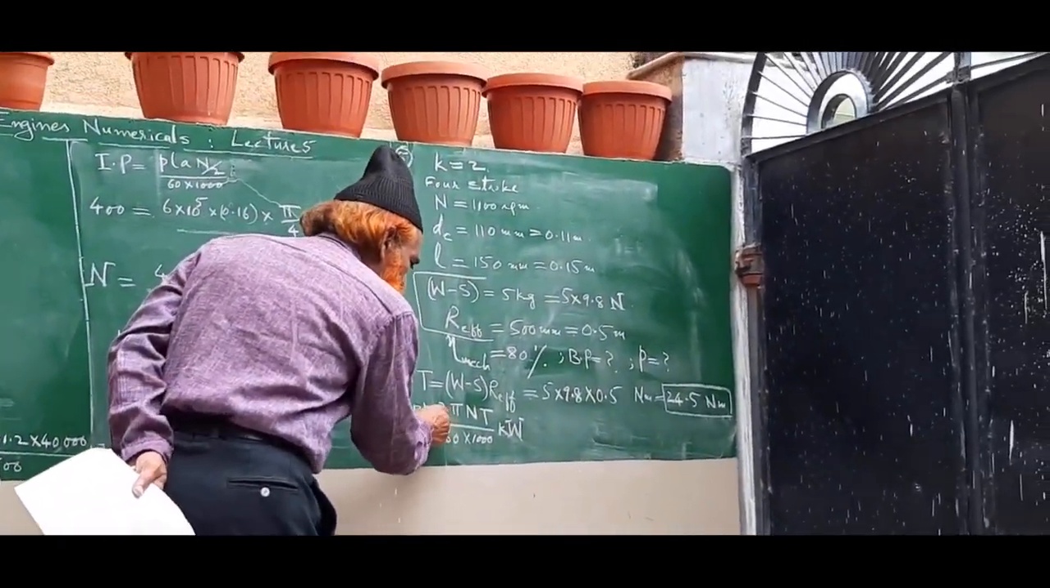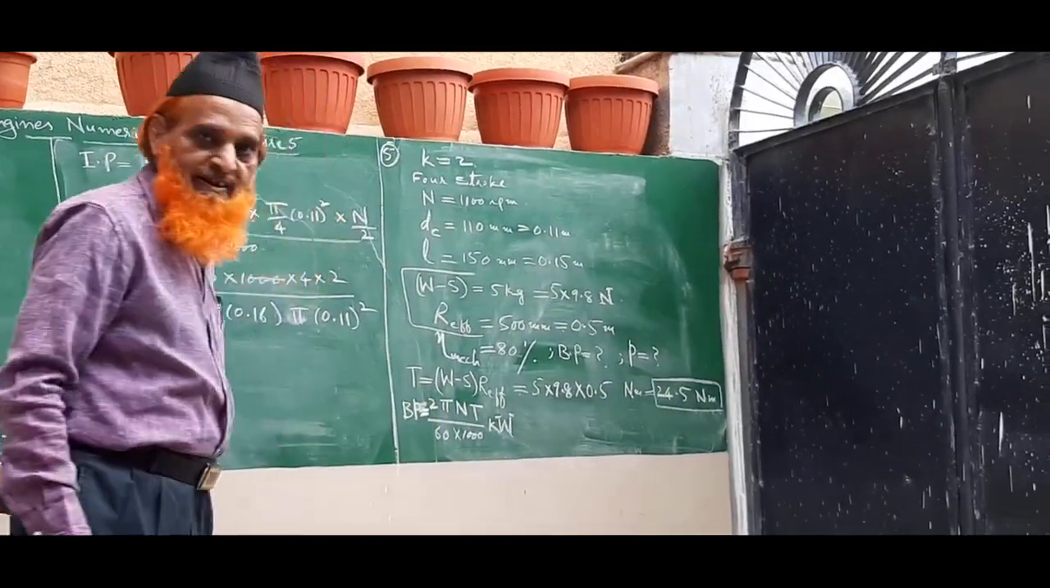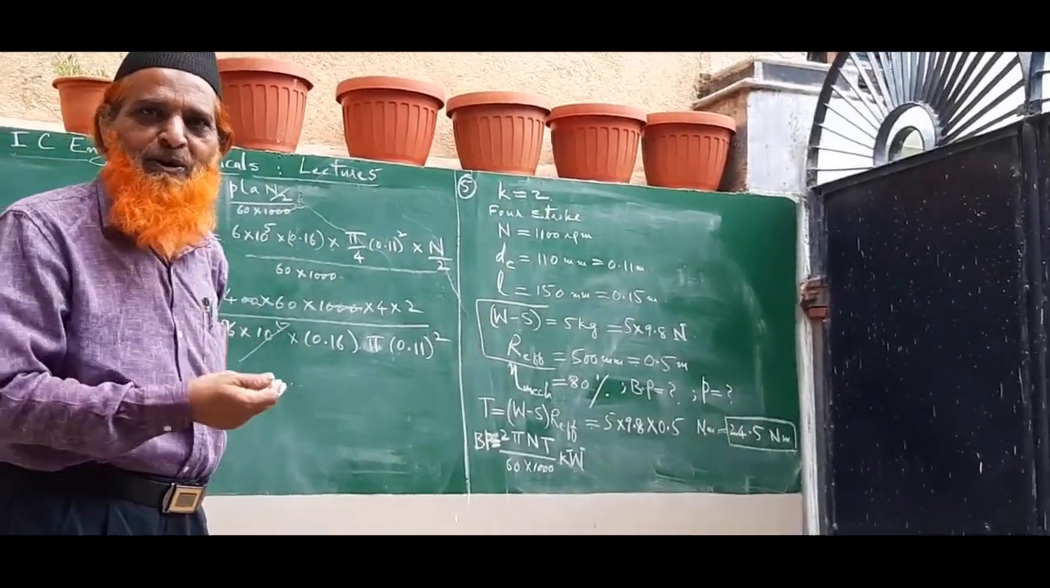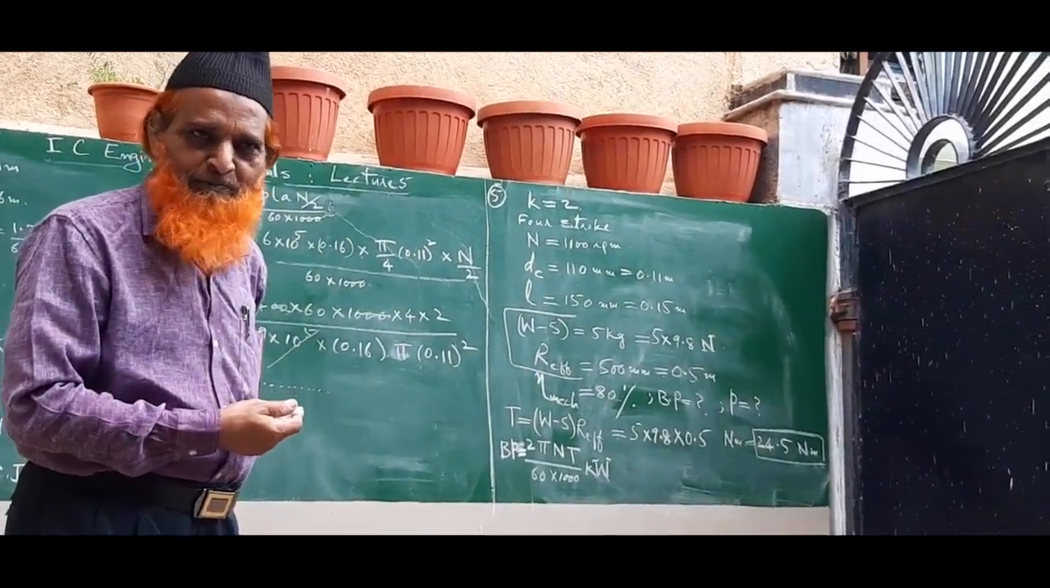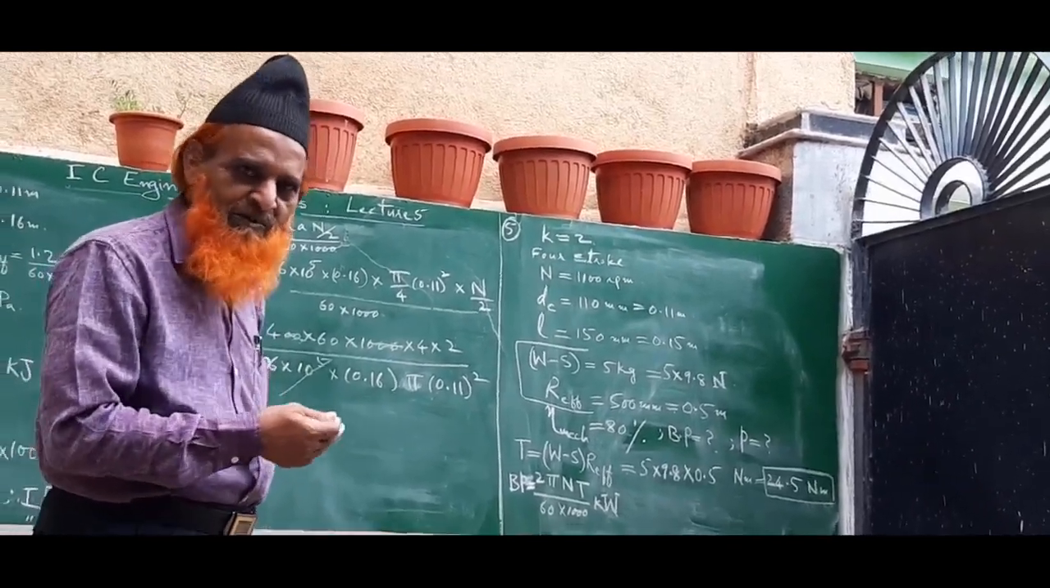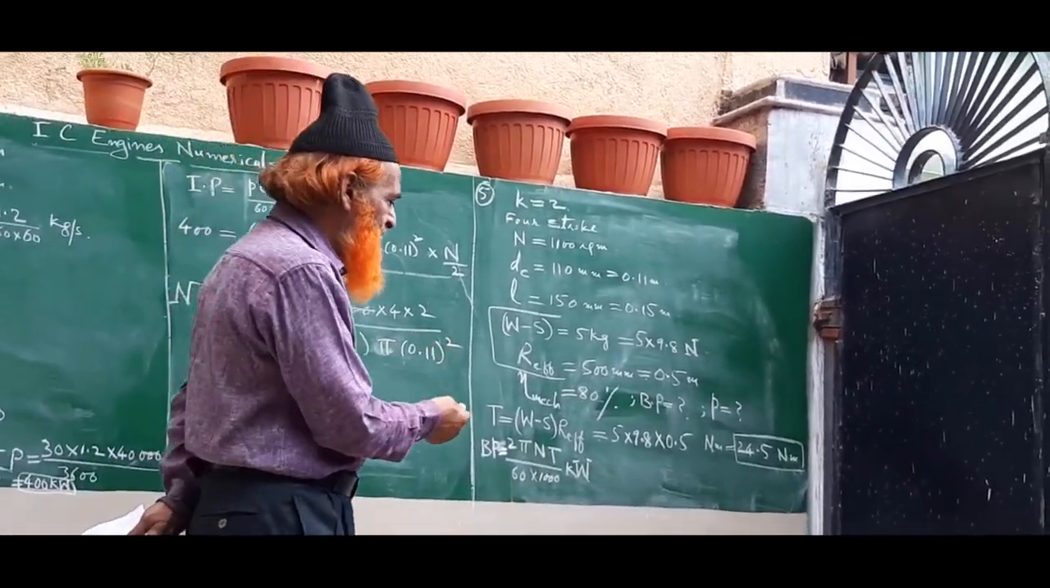Sorry. This BP we are finding. BP means blood pressure. Is it blood pressure? Yes, students. BP. What is BP? Blood pressure. No, brake power. Write down brake power. Brake power is 2 pi N T by 60 into 1000.